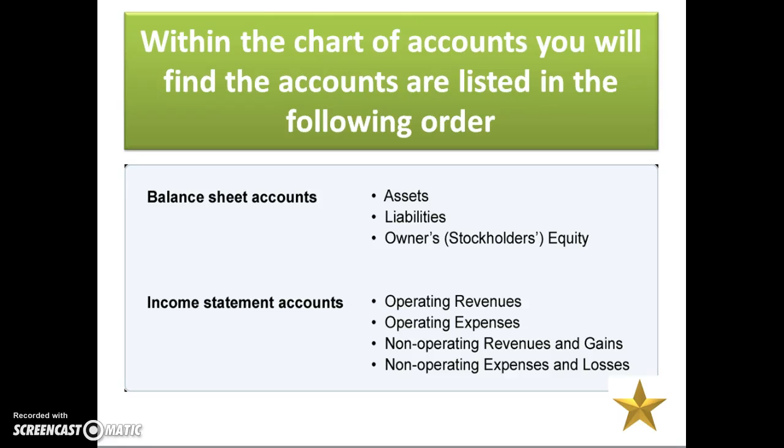Within the chart of accounts, you will find the accounts listed in the following order. The balance sheet accounts here will be listed together. They include assets, liabilities, and owners' or stockholders' equity. And the income statement accounts will be listed here, which include operating revenues and expenses, non-operating revenues and gains, and non-operating expenses.